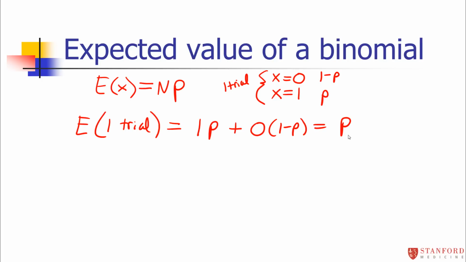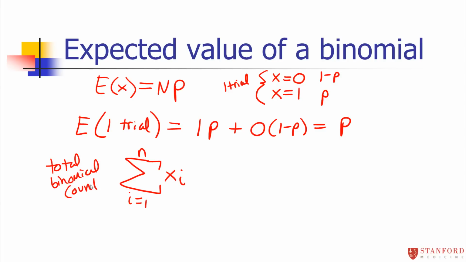Well, how do we then go from there to the expected value of n trials? Well, we can recognize that the total binomial count is just going to be equal to, if I take each trial, it's going to end with a 0 or a 1, and I add up all those zeros and ones, that's going to give me the total binomial count. So another way we can write that is we can say that the total is just equal to the sum of all the individual trials from i equals 1 to n.